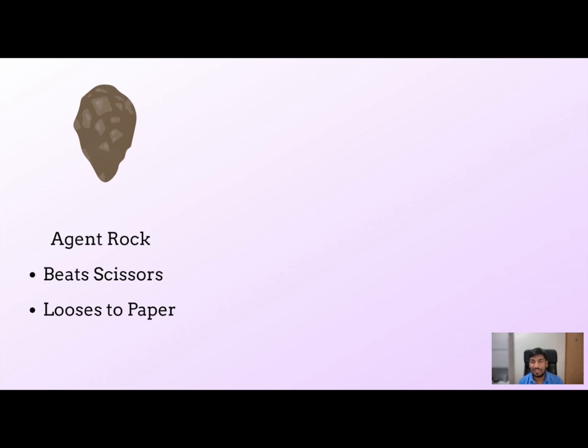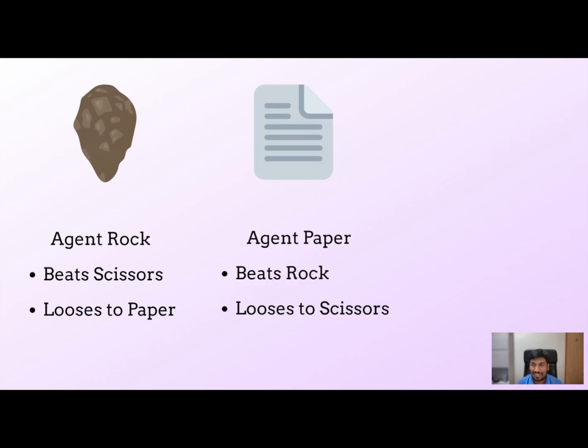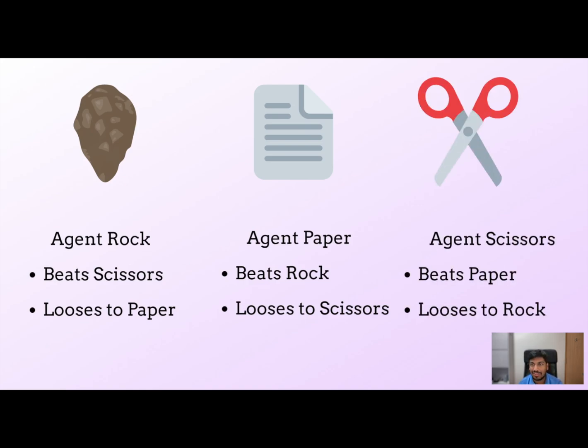Let's take the traditional rock, paper, scissors game, where we have agent rock, which beats scissors and loses to paper. Agent paper beats rock, but loses to scissors. And then finally, we have agent scissors, which beats paper, but loses to rock. In this traditional game, we have three different agents which act independently of each other. So rock interacts with paper, then rock loses, then rock interacts with scissors, rock wins.